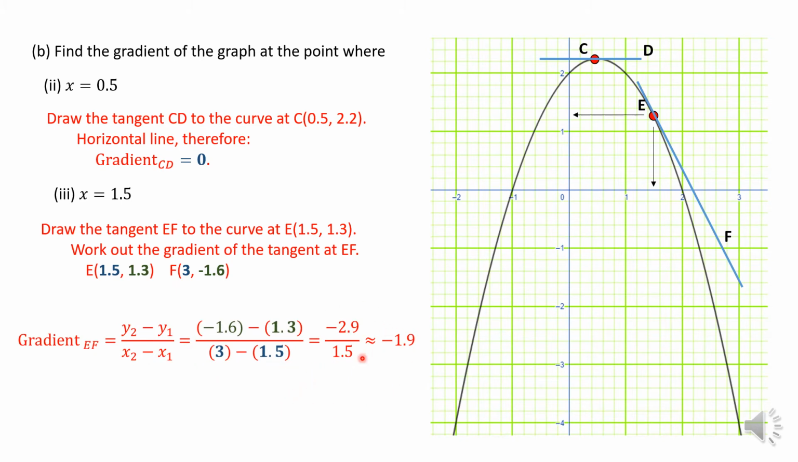So I can actually calculate my gradient. My gradient is approximately -1.9 when I do that. I find the difference between the two y values, and it's very important that you put them in brackets so that you don't get confused. And then I said the gradient should be negative because of the steepness of that line, the slope of that line there.